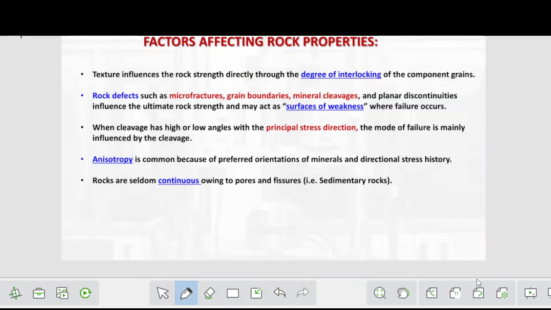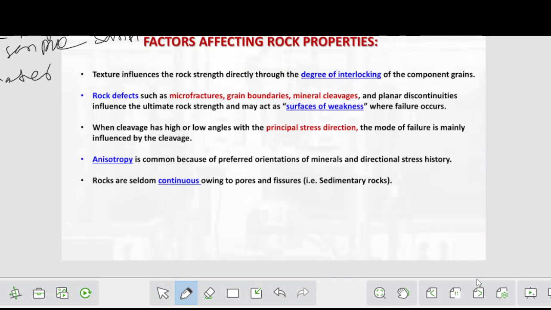Suppose two types of samples, a dry sample and a wet sample. This is sample number one, this is sample number two. The strength will vary or not? Yes, sir, it will vary. That's why I'm saying, if there is the presence of water, then that water affects the rock properties.